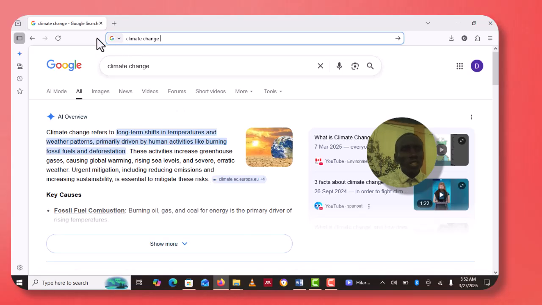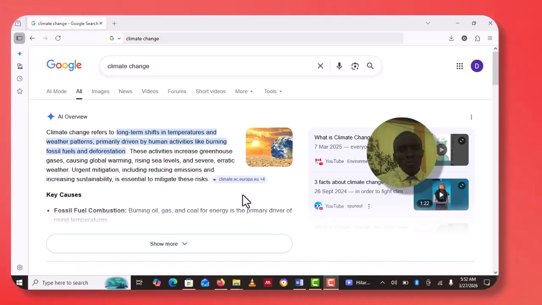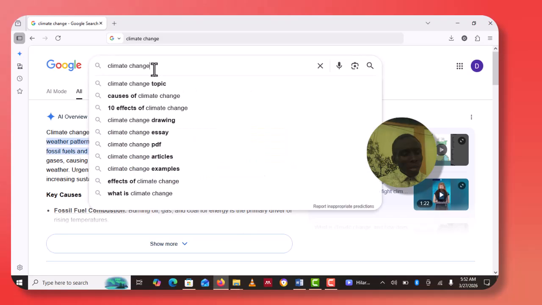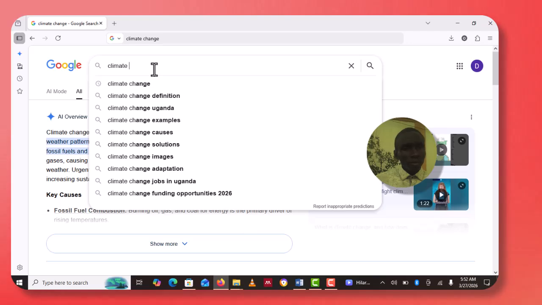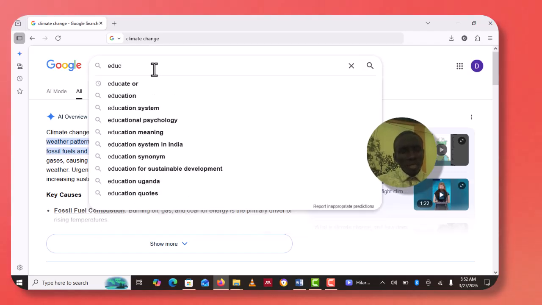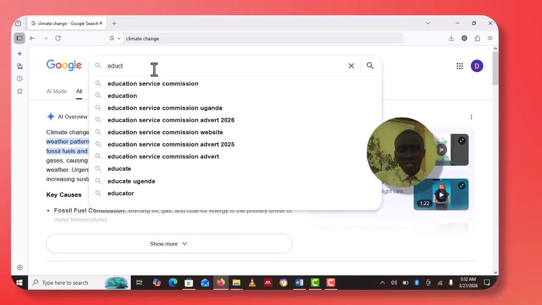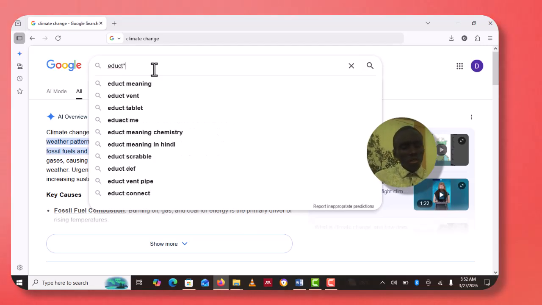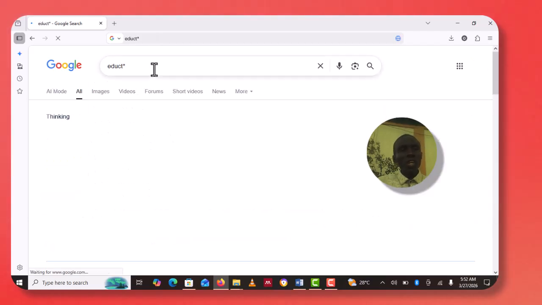So let's assume I am doing research on climate. Let me bring educate, then I put the asterisk. This is going to bring us the things that are related to educate, like education, educator, educating, and educational. Let's put it and see what it is going to bring us.